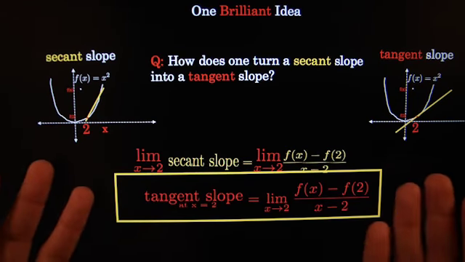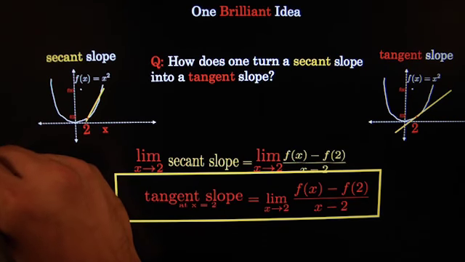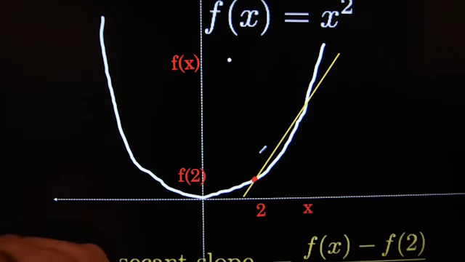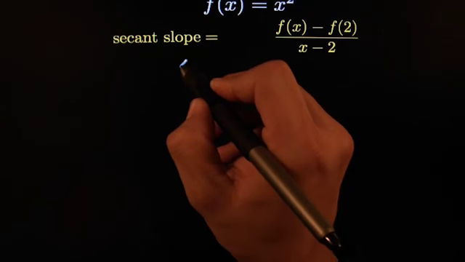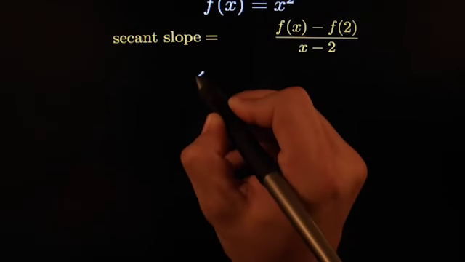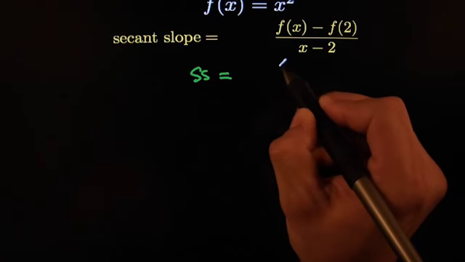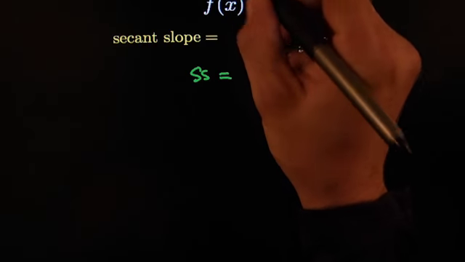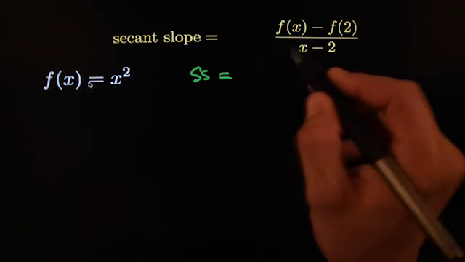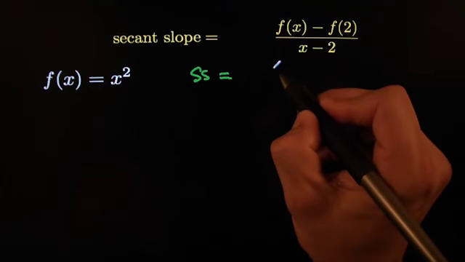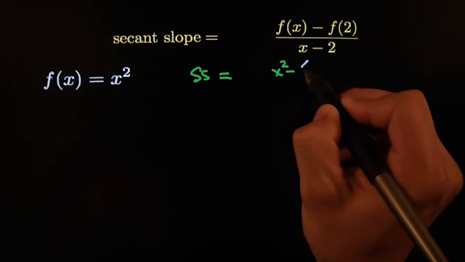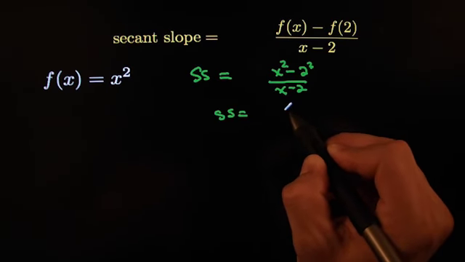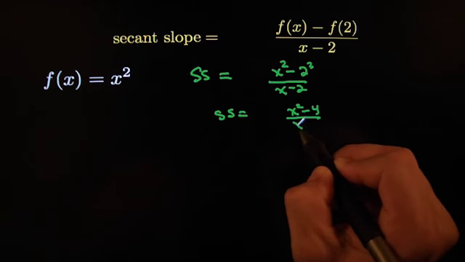Okay, now enough said. Let's actually do it, right? Talk is cheap. We laid out an actual function. We've got an actual number. Let's actually find the tangent slope at 2. So we proceed here. The secant slope, I'm going to go with green. The secant slope is equal to f of x, which would be x squared, minus f of 2, which would be 2 squared, all over x minus 2. So the secant slope is equal to x squared minus 4 all over x minus 2.